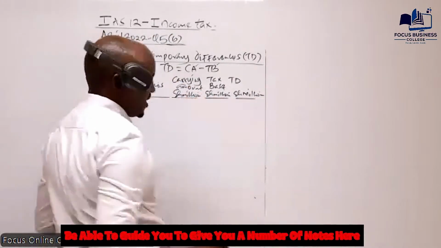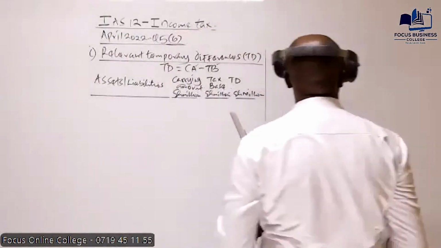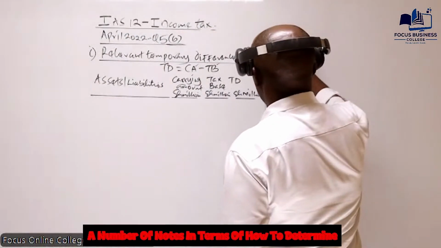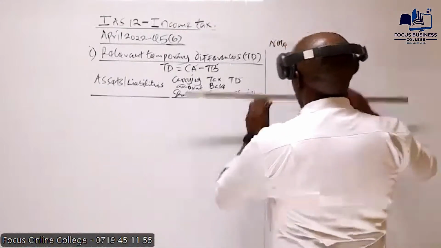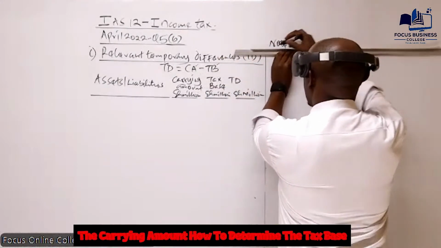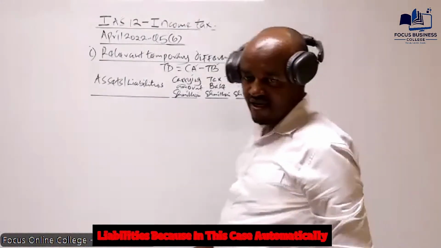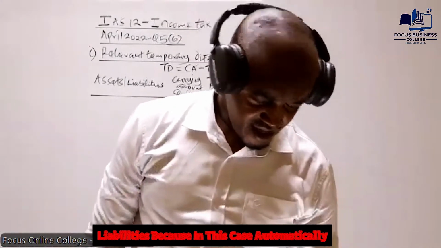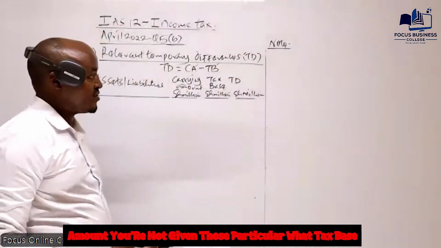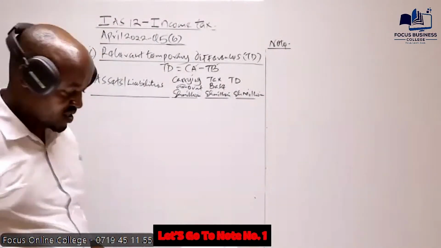I will be able to guide you, to give you a number of notes in terms of how to determine the carrying amount and the tax base of the various items of assets and liabilities. Because in this case, you are not given those carrying amounts or those tax bases automatically. Let's go to note number 1.